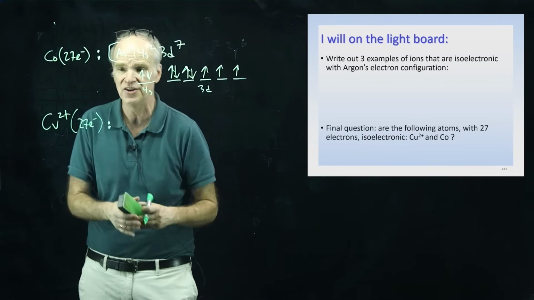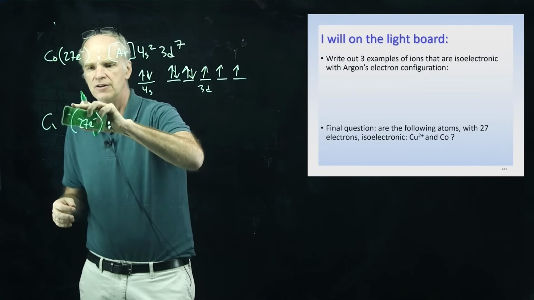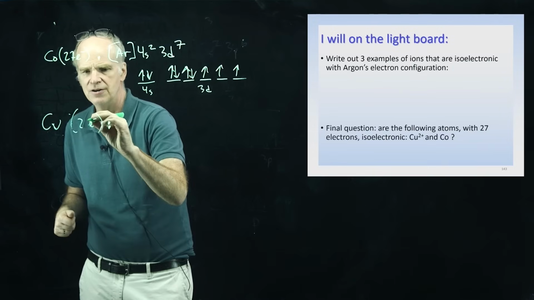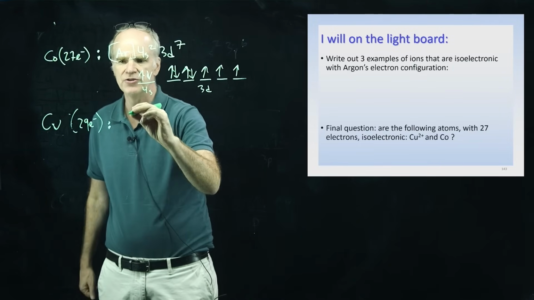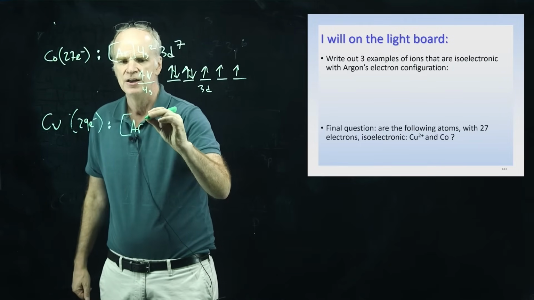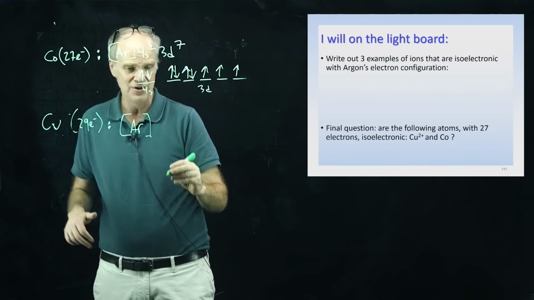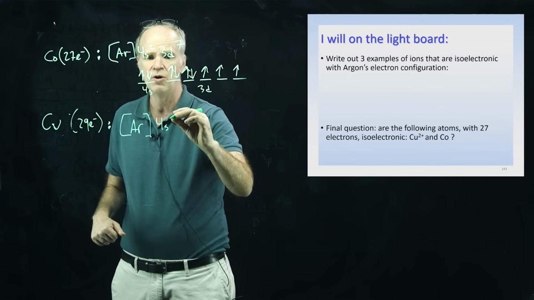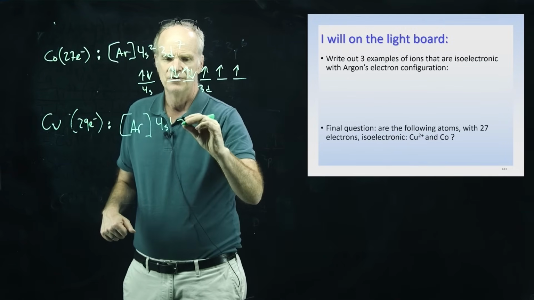So let me digress just a second here. I'll write copper's electron configuration. So copper at 29 electrons, so this is going to be argon. And what you might remember, it has a weird configuration. It is 4s1, 3d10.